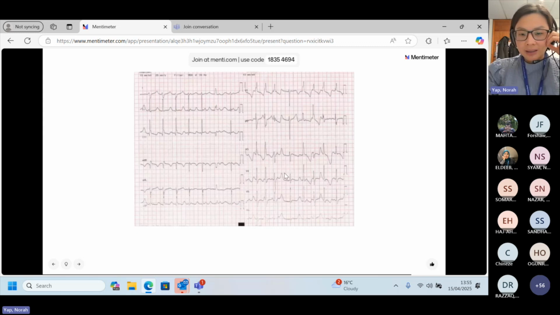Looking at the QRS on the chest leads, it looks broad with 3 runs of broad complexes, and then you've got your narrow QRS, followed by another 3 to 4 runs of broad QRS complexes. So there's some sort of ventricular ectopy or runs of non-sustained ventricular tachycardia going on.